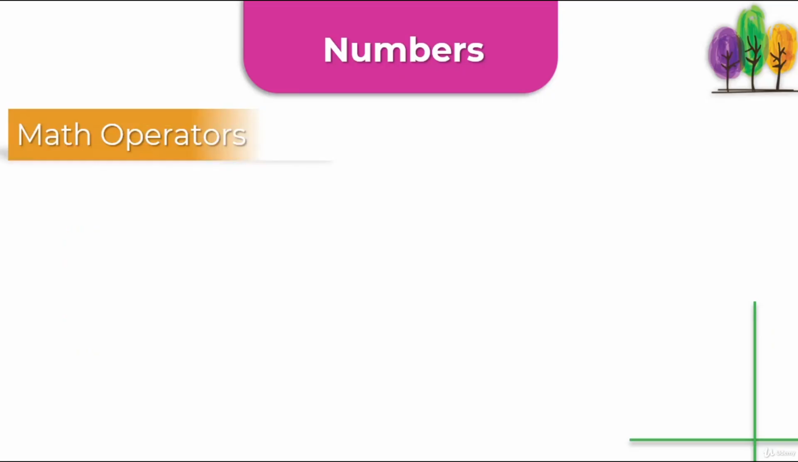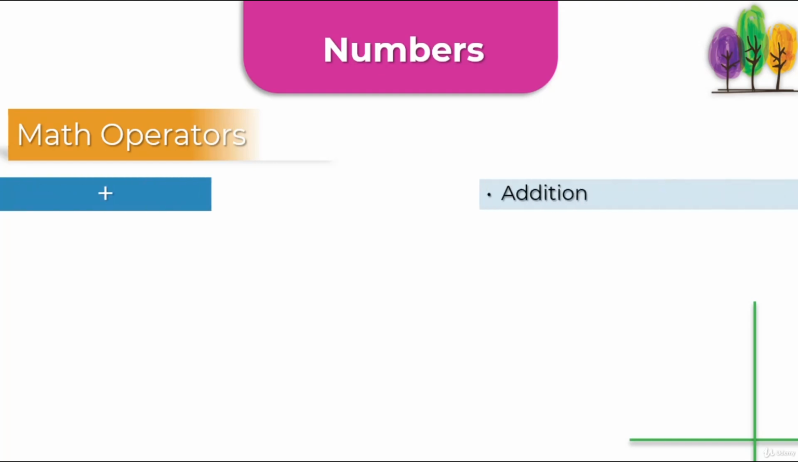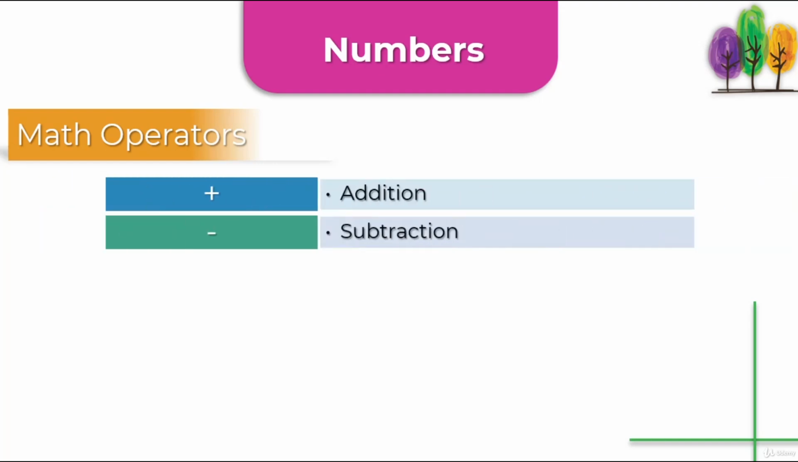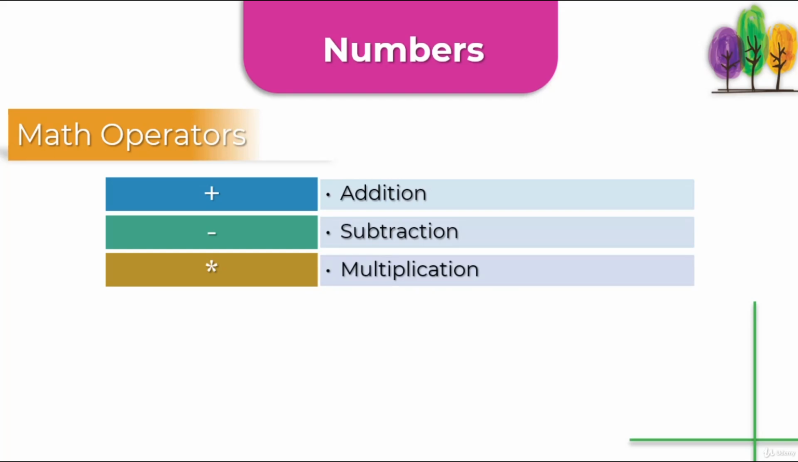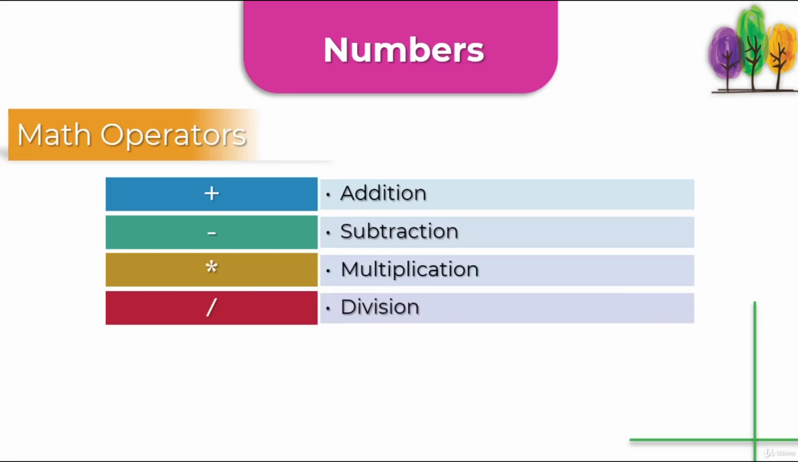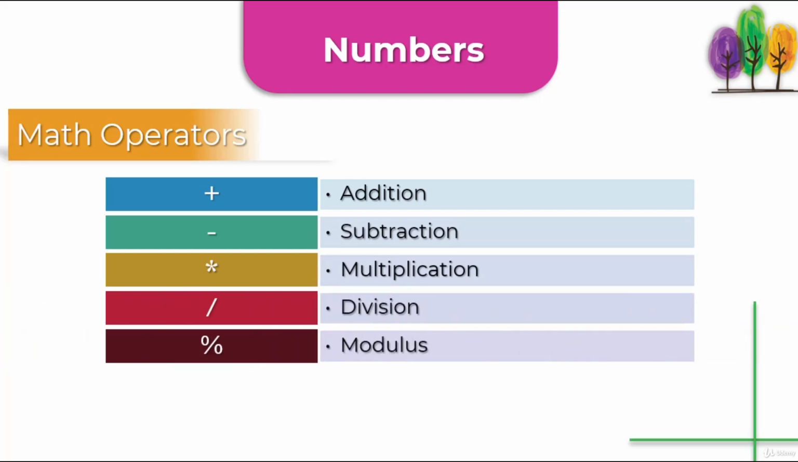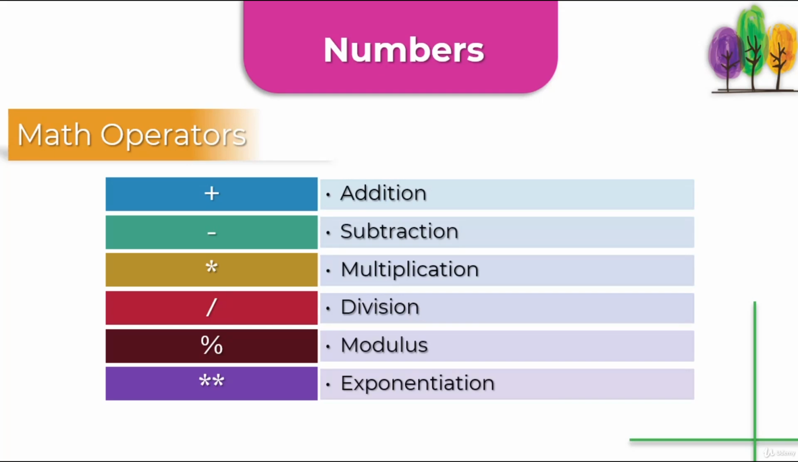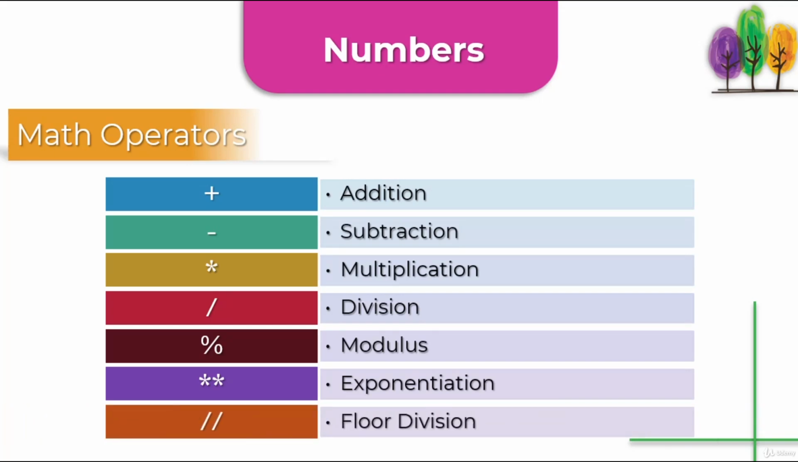Math operators, also known as arithmetic operators in Python, are used with numeric values to perform common mathematical functions. The most commonly used math operators in Python are addition, subtraction, multiplication, division, modulus, exponentiation, and floor division. So why don't we examine each one of these individually?